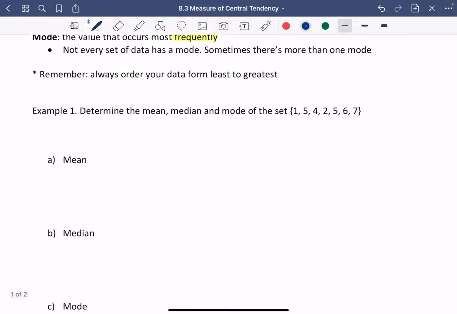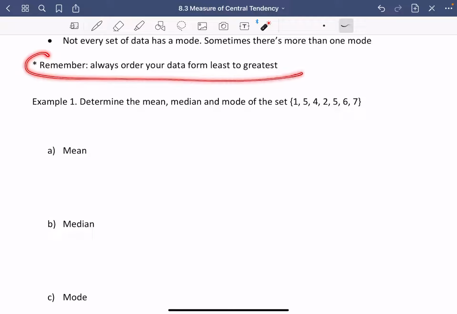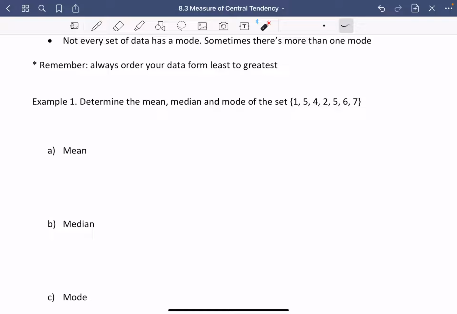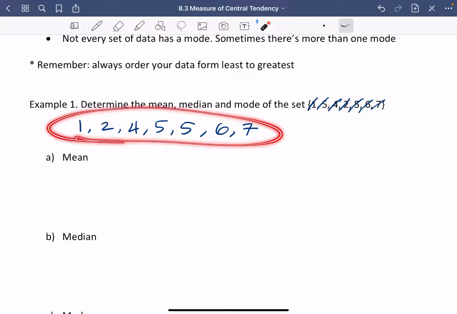So now let's look at the first example here. Remember, you always need to order your data from least to greatest, and it's always best to order it first. So let's order them. Our smallest data here is 1. So we do 1, and then we have 2. And then we don't have 3, but we have 4. And I have 5, and another 5. And 6. And 7. So in total, we have 7 numbers.